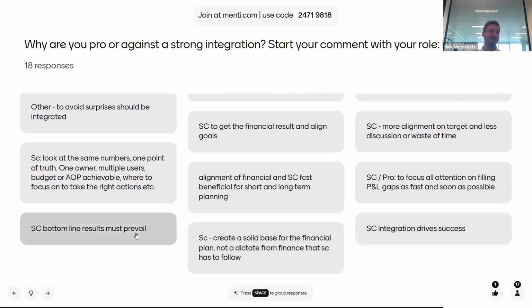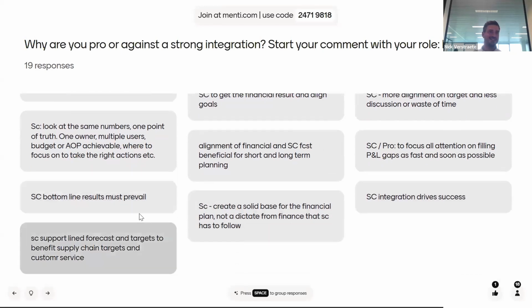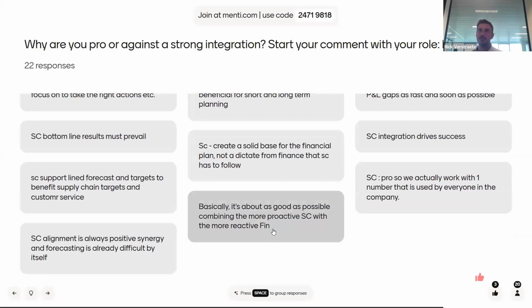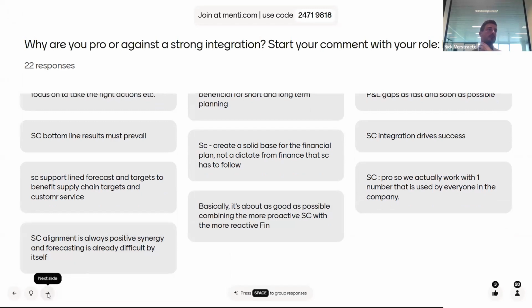Just scanning for the contra, but so far: a solid base, integration drives success. It's about combining as well as possible the more proactive supply chain with the more reactive finance. So that's a kind of a statement. Let's say finance is more reactive. That's definitely an evolution in the finance community to be more forward-looking oriented. There are initiatives taking finance as a business partner, trying to drive much more forward-looking initiatives. Okay, I see a lot of pros.